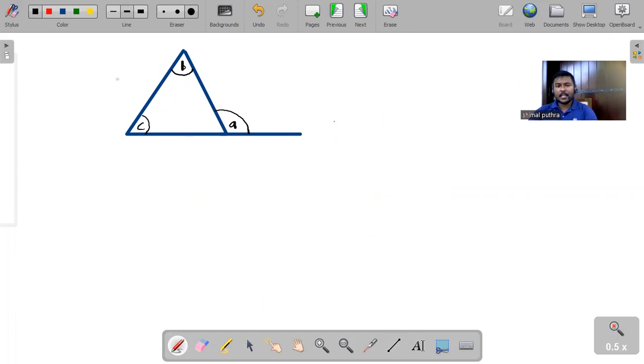There is a relationship I have to tell you. This A is equal to B plus C. That means if we create the external angle of a triangle, that should be equal to the sum of the internal opposite angles. This A is equal to B plus C.